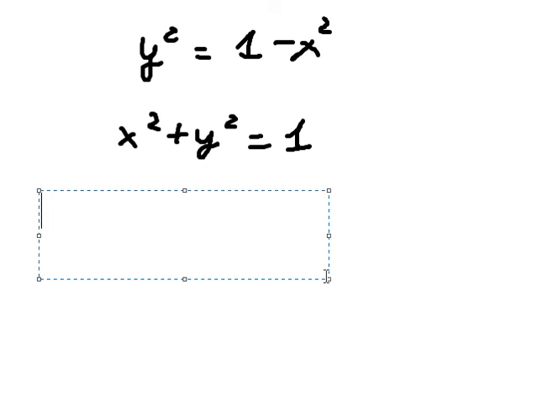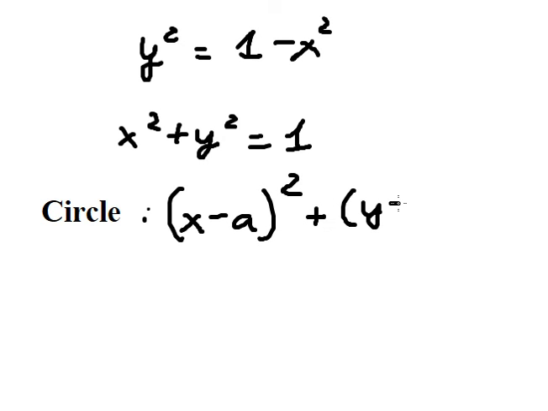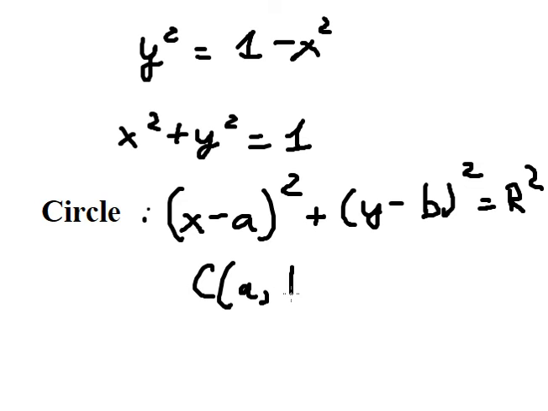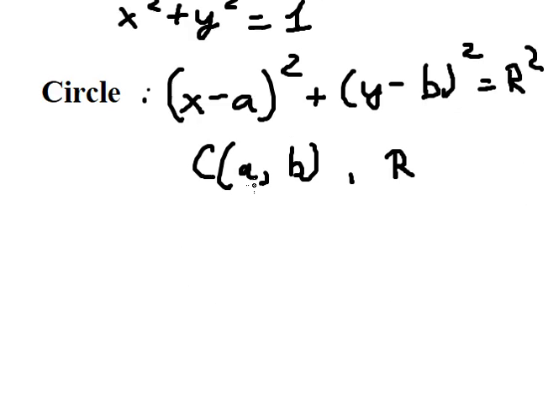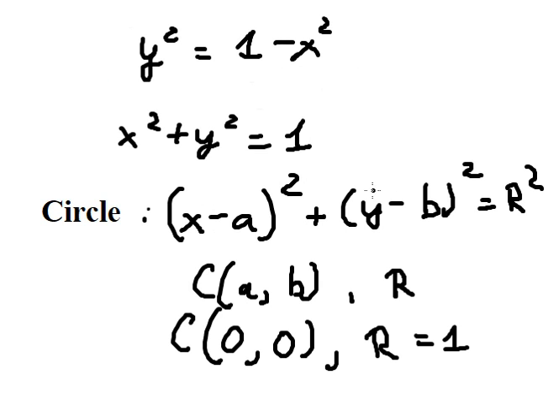So we know that the formula of the circle is x minus a to the power of 2 plus y minus b to the power of 2 equals r squared. So the center is (a, b) and r is the radius. So in this situation, the center is (0, 0) and the radius is number 1, because 1 is 1 squared.